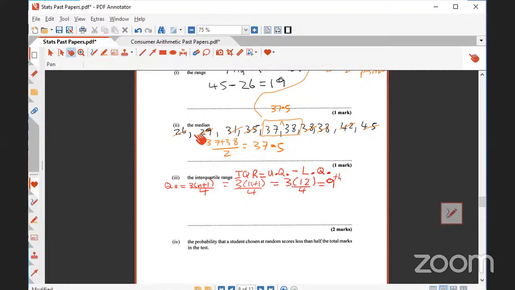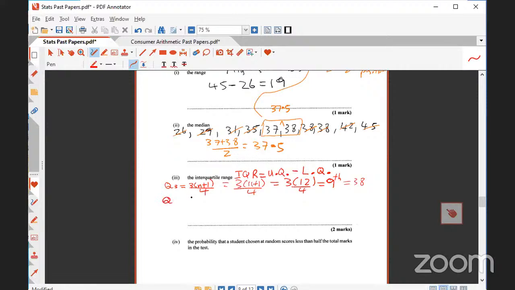When I figure that out, let's work it out. When I try to count out these numbers, 1, 2, 3, 4, 5, 6, 7, 8, 9. So we get 38. So it's actually 38.